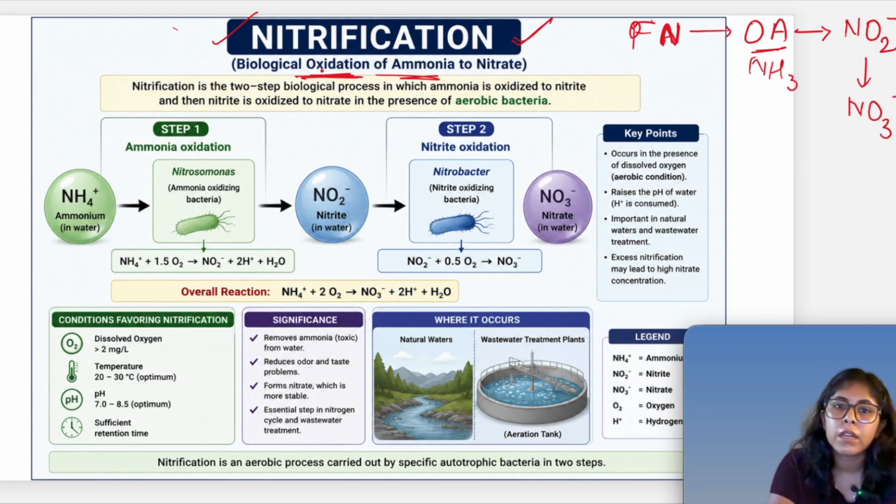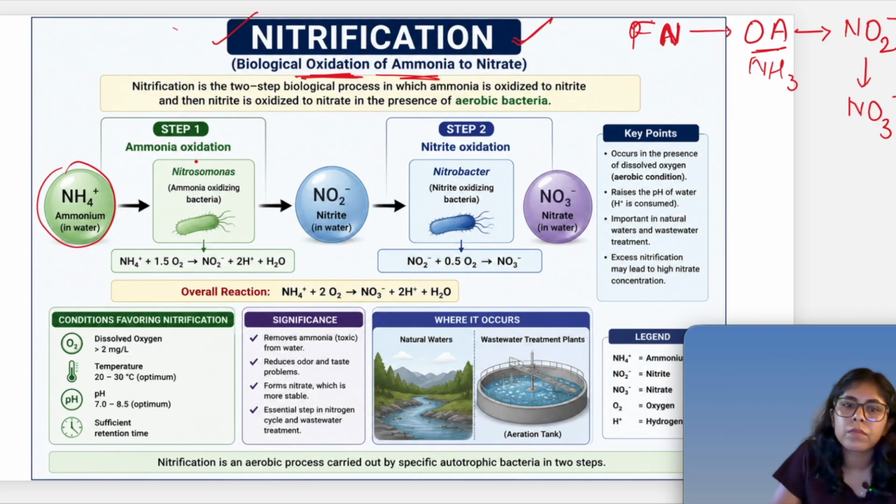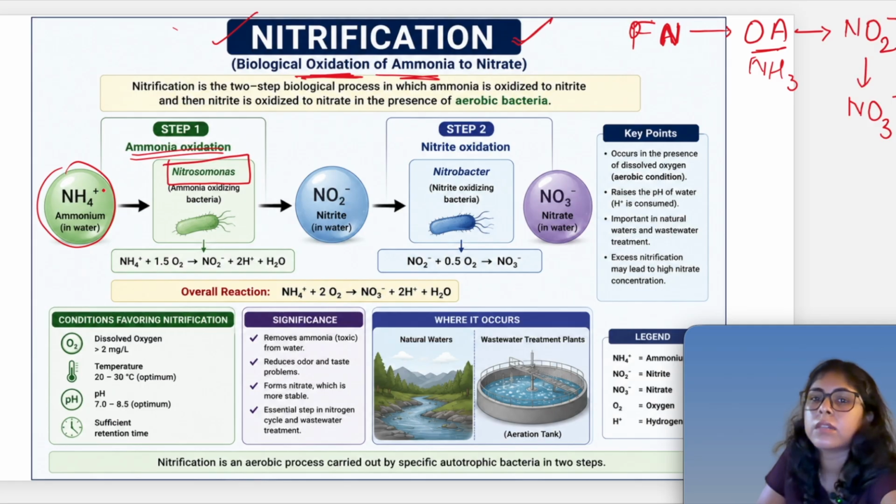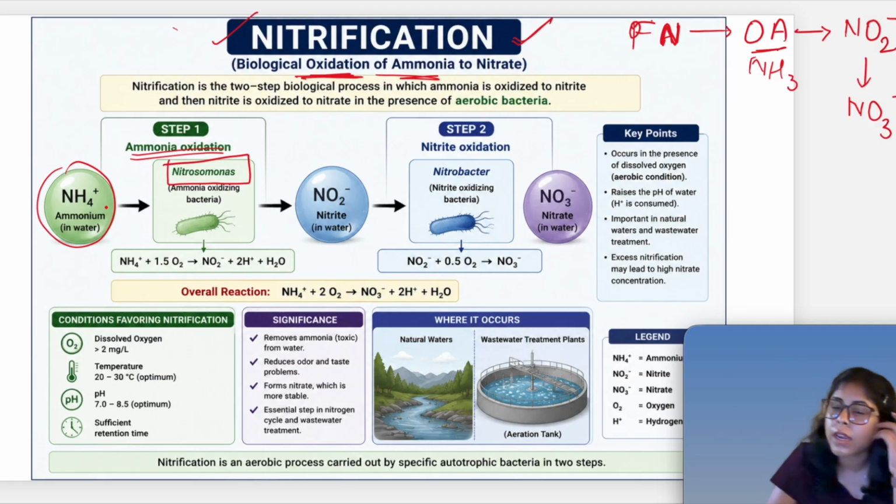So we have nitrification, which happens in two steps. The ammonia in water gets oxidized, and we are not doing it chemically. There are some bacteria which convert it. The bacteria which convert ammonia to nitrite are known as Nitrosomonas. So the ammonia is converted by Nitrosomonas into nitrite.